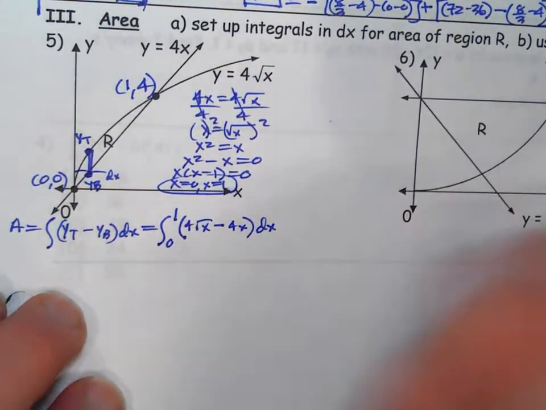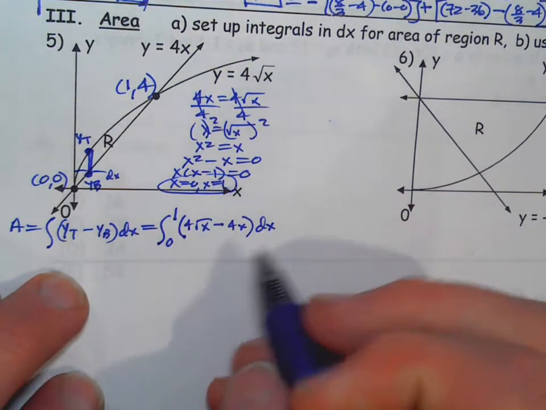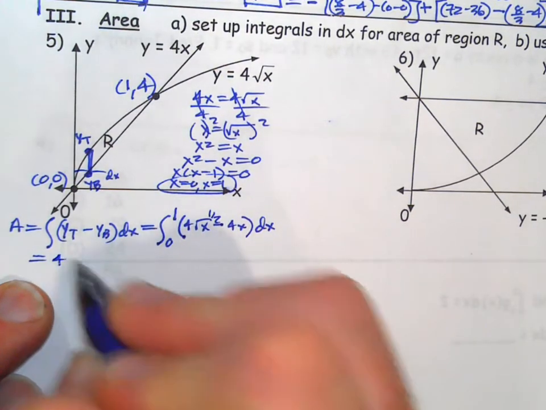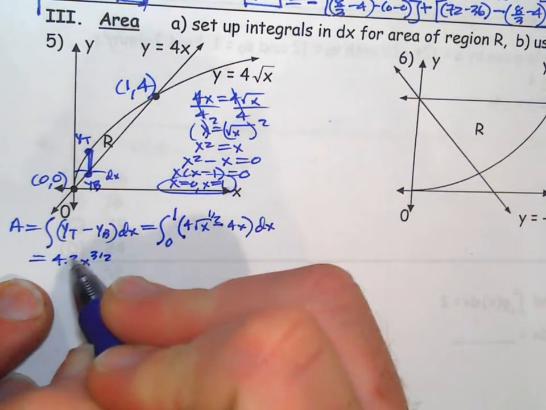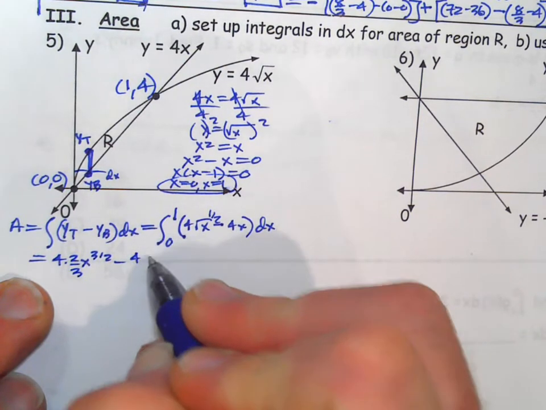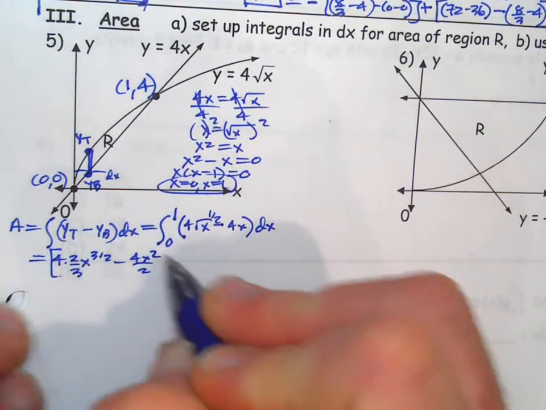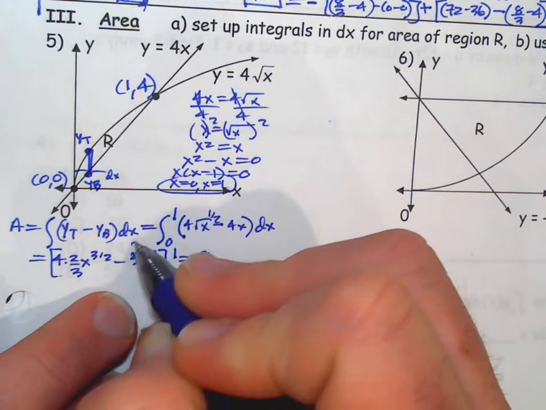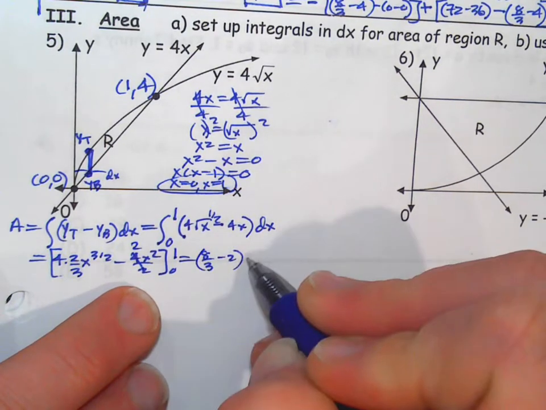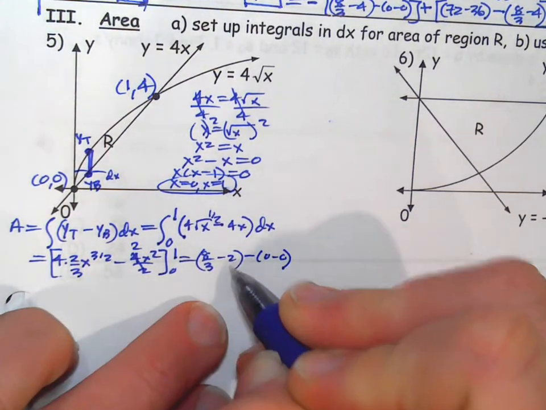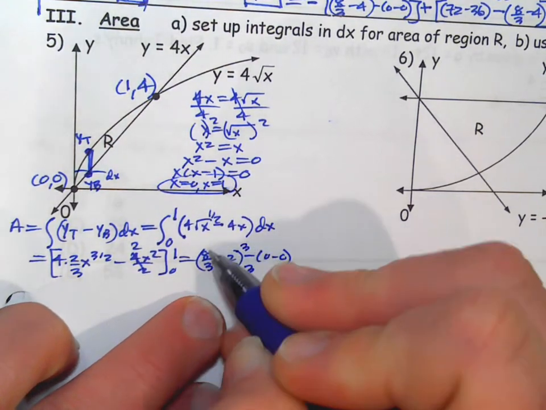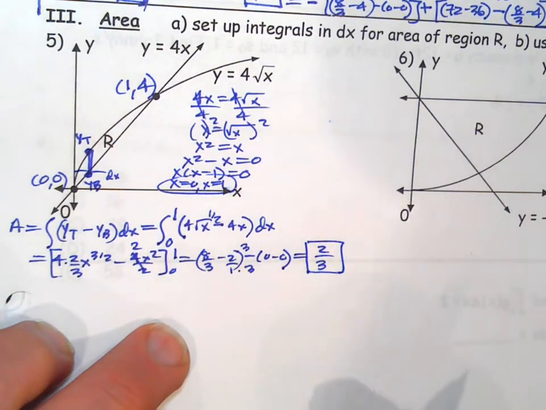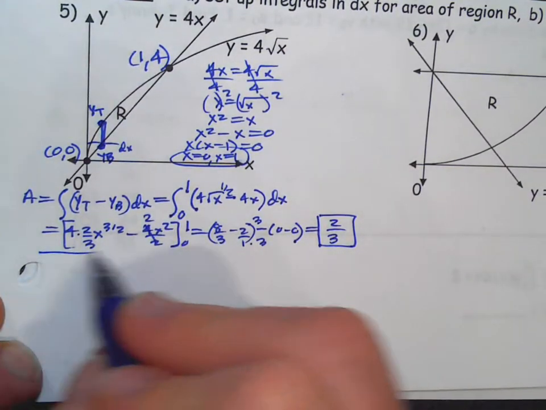And then you can just try and integrate it by hand. Let's see what happens. That's going to be a 1/2 power, so it's going to be 4x to the 3/2 times 2/3, minus 4x squared over 2, 0 to 1. So it's going to be 8/3 minus 2. Plug 0 in, you get 0 minus 0. Least common denominator is going to be 3. So 8/3 minus 6/3 is 2/3. So that's the answer.